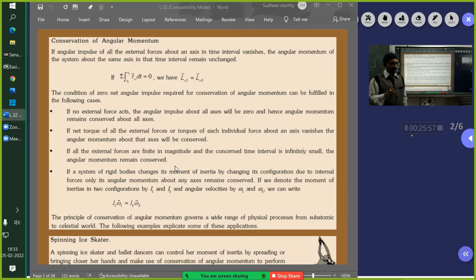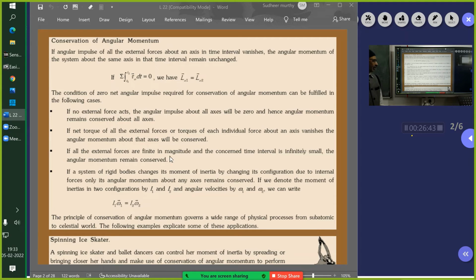Sir, is this only true for angular momentum? For linear also it is true. That's what I'm telling. Even if you say F is equal to M into A, what is that? F is equal to M into dV by dt. Even there, you have to allow a certain time interval. Very small. If the inertia is very large, then you need to give a larger time interval for the force to cause any significant change in its momentum. That's what is to be understood.